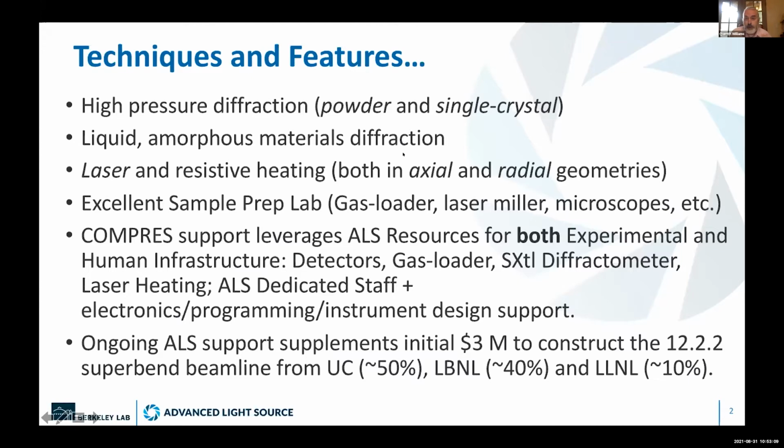They both employ people and give equipment, including detectors, gas loaders, single crystal diffractometers, a new laser heating setup, and an excellent ALS dedicated staff member, as well as extensive instrument design support. That ongoing ALS support supplements the initial money that was spent about 15 years ago to construct this superbend beamline, which was matched by UC, Lawrence Berkeley Lab, and Los Alamos.